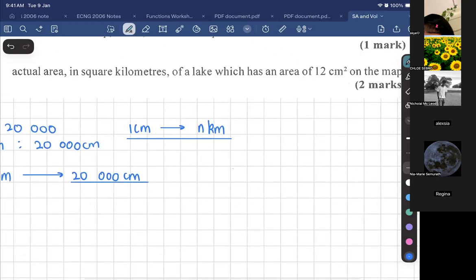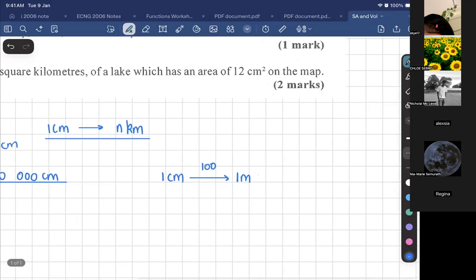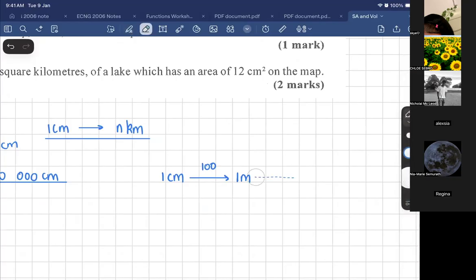Remind me, how many centimeters does it take to make a meter? 100. How many meters does it take to make a kilometer? 1,000.